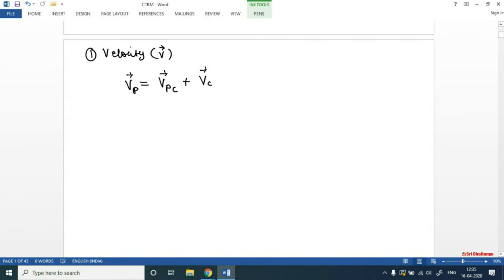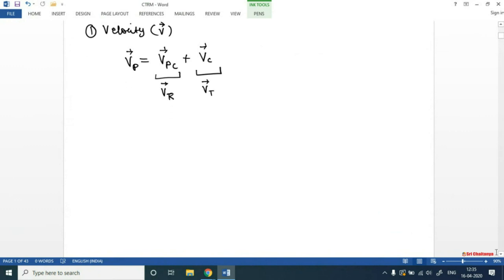The velocity of P with respect to C would be the rotational form of the velocity, and the velocity of the center of mass would be the translational form of the motion. Let me give you one very simple example. Let's say we have a uniform rod of mass m and length l; at the midpoint is its center of mass, point C.